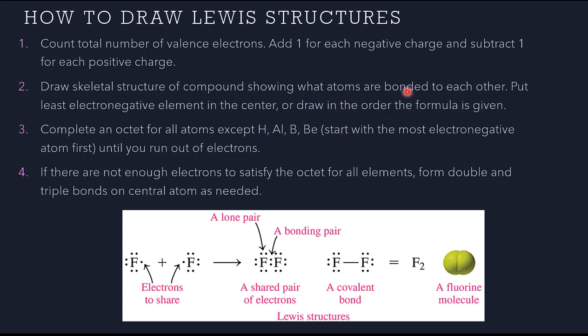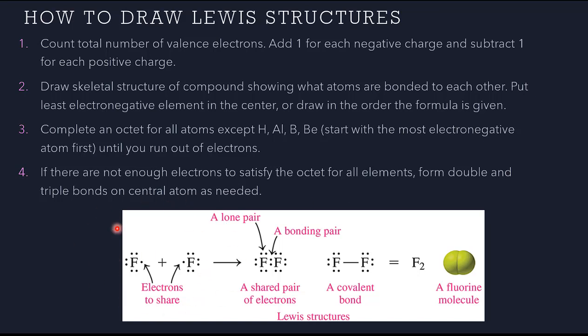Start with the most electronegative atom first until you run out of electrons. So again, if your least electronegative element is in the center, then your most electronegative elements are usually going to be on the peripheral. If we're dealing with a diatomic, it really doesn't matter which one you start with, just start with one of them. If there are not enough electrons to satisfy the octet for all elements, then we begin shifting electrons to form double and triple bonds on the central atom as needed, right?